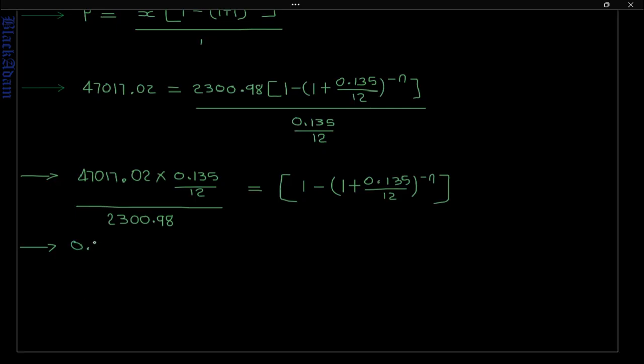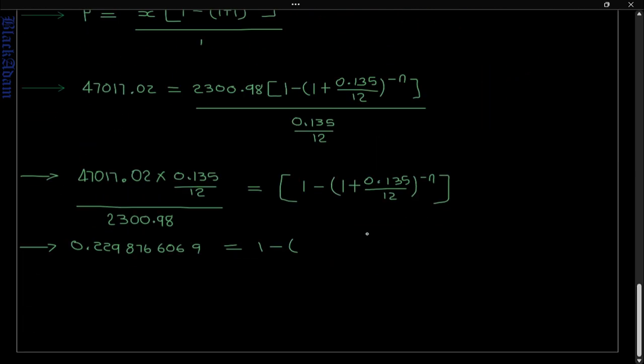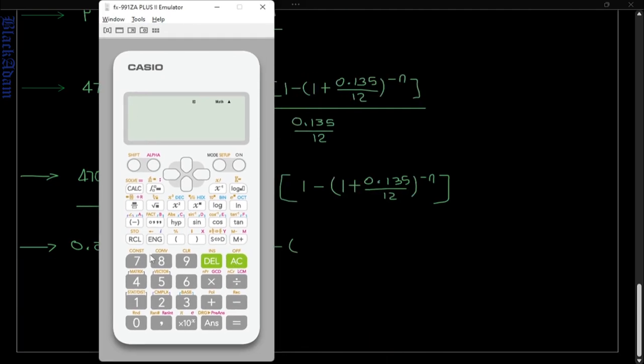So it's going to be 0.2298, 0.2988. So you put all the decimals there. 8766.068 is going to be 1 minus open bracket 1 minus open bracket 1 plus. So we find our values there. Okay, so it's going to be 0.135 divided by 12 plus 1. All of that answer, then plus 1.